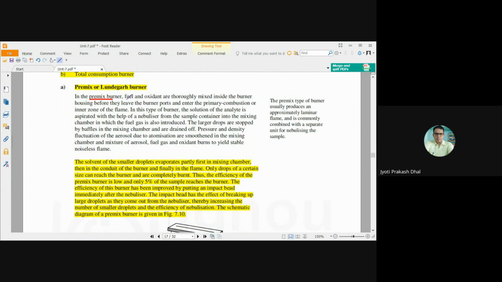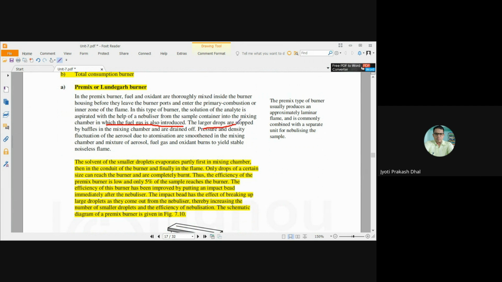In the premix burner, the fuel and oxidant are thoroughly mixed inside the burner housing before they leave through the burner pores and enter the primary combustion or inner zone of the flame. In this type of burner, the solution of the analyte is aspirated with the help of the nebulizer from the sample container into the mixing chamber, in which the fuel gas is also introduced. That means toward the nebulizer, the fuel gas is also introduced and simultaneously undergoes aspiration.